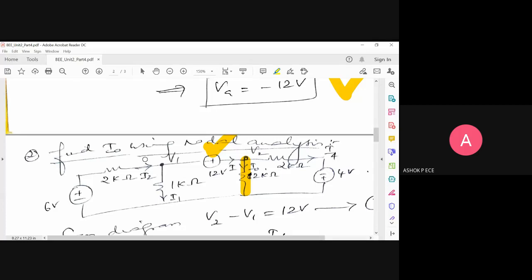So I have marked the current directions first. This current is I2, this current is I1, this current is I. Here I0 is already given, and this current I am taking as I4. If you mark the directions, you can write the KCL equations easily.